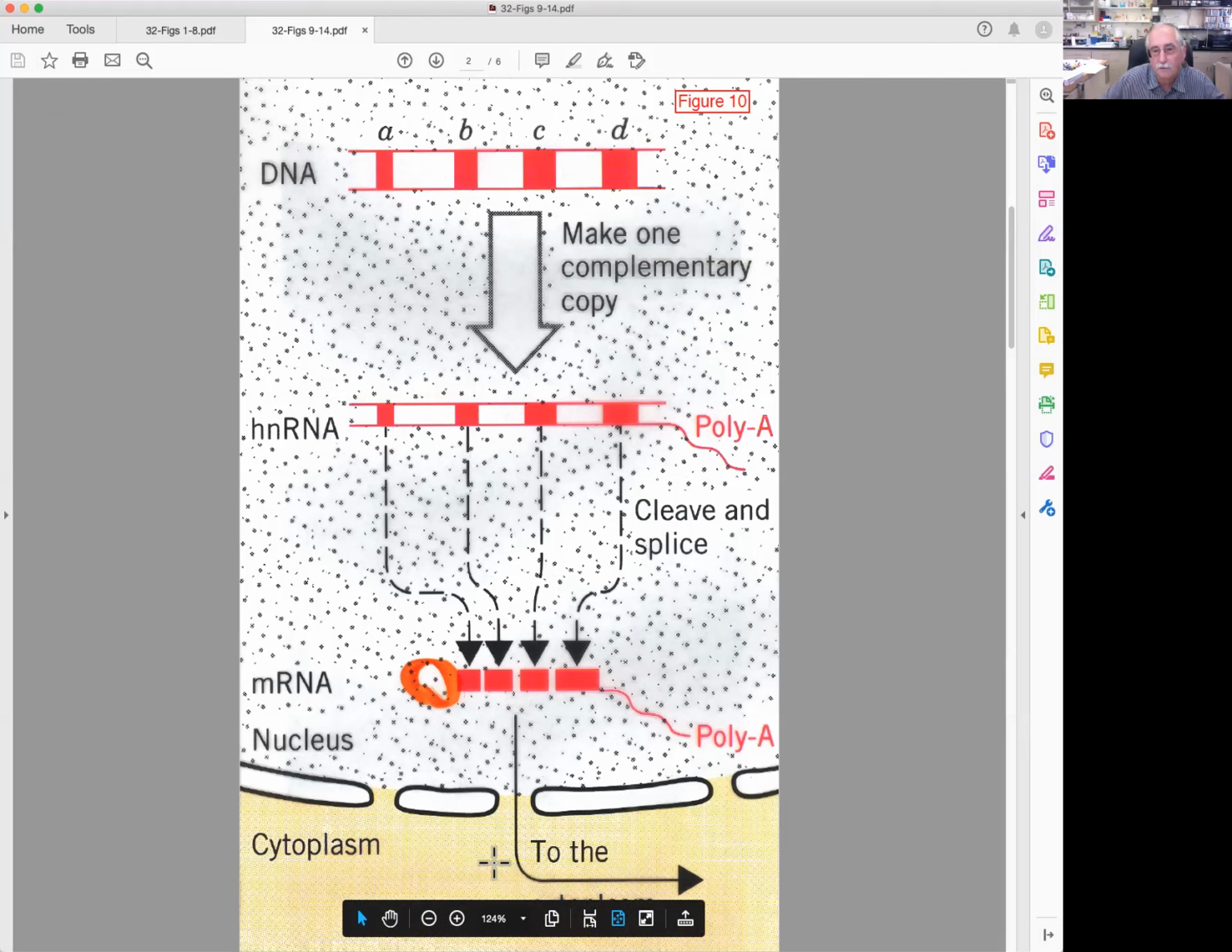What I was talking about with the rat gene for tropomyosin, one type of tissue would take out this one, and another one might take out this one and that one, giving you different types of tropomyosin.